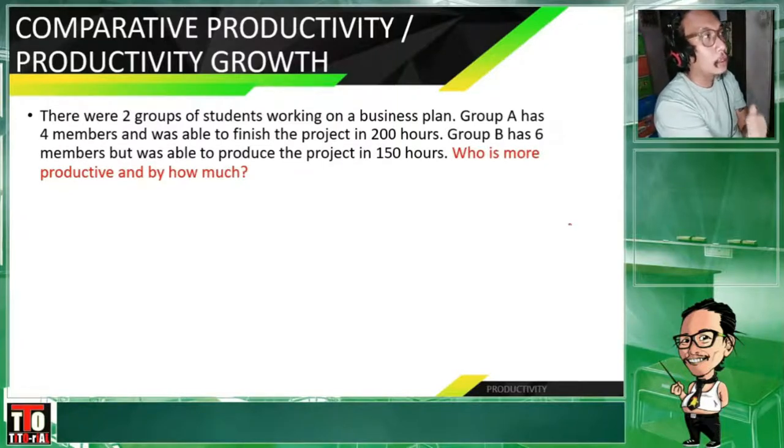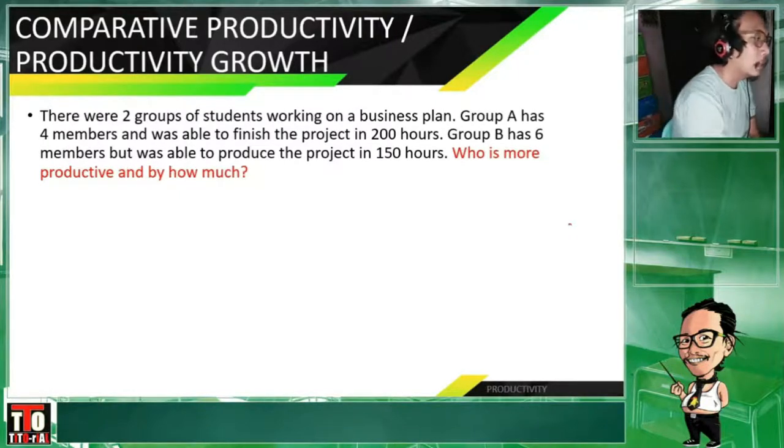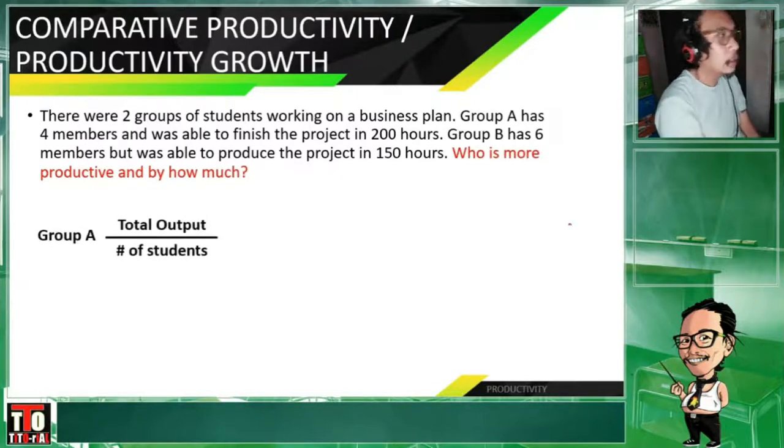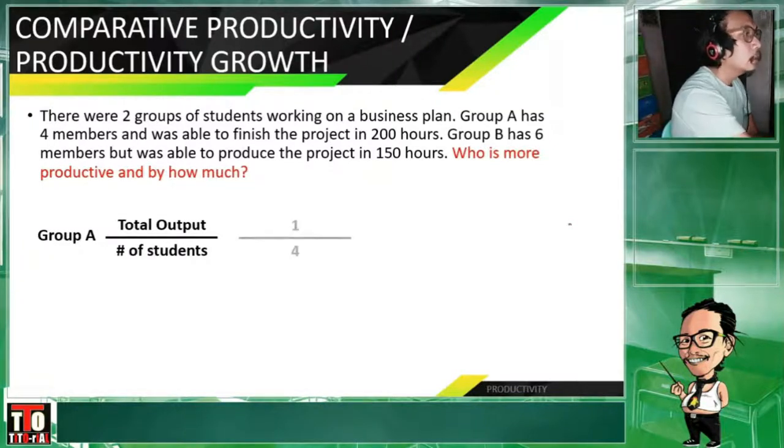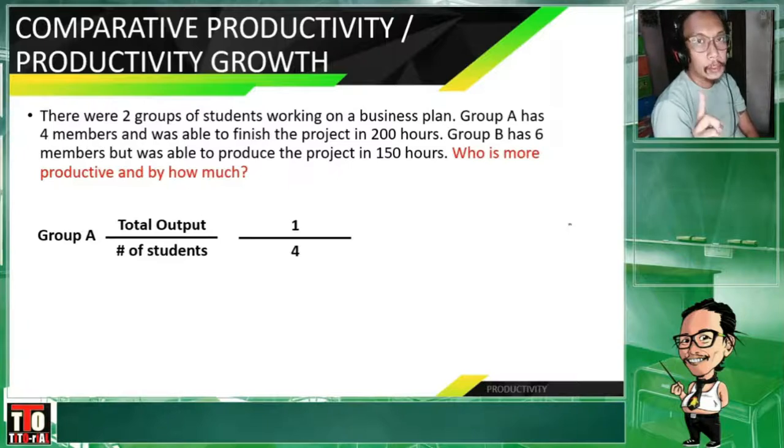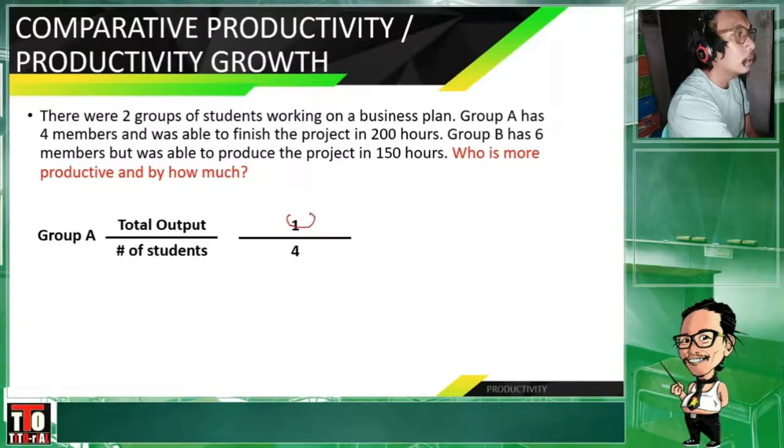Now, yung group A, meron silang 4 members at natapos nila yung business plan nila in 200 hours. While yung group B have 6 members, pero natapos nila yung business plan nila in just 150 hours. So, who is more productive between the two groups and by how much? Okay? Now, check natin. Let's try to compare. Now, let's try now to compare both groups in terms of number of students. Now, since ang pinag-uusapan natin dito is isang business plan lang, yung kabuoang business plan. You have your total output of 1.